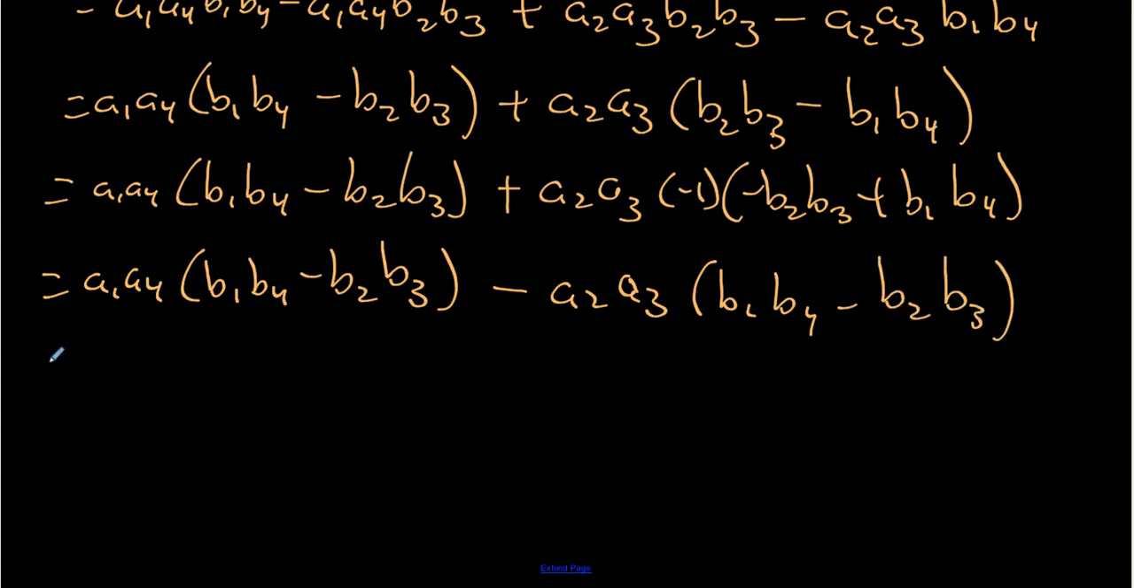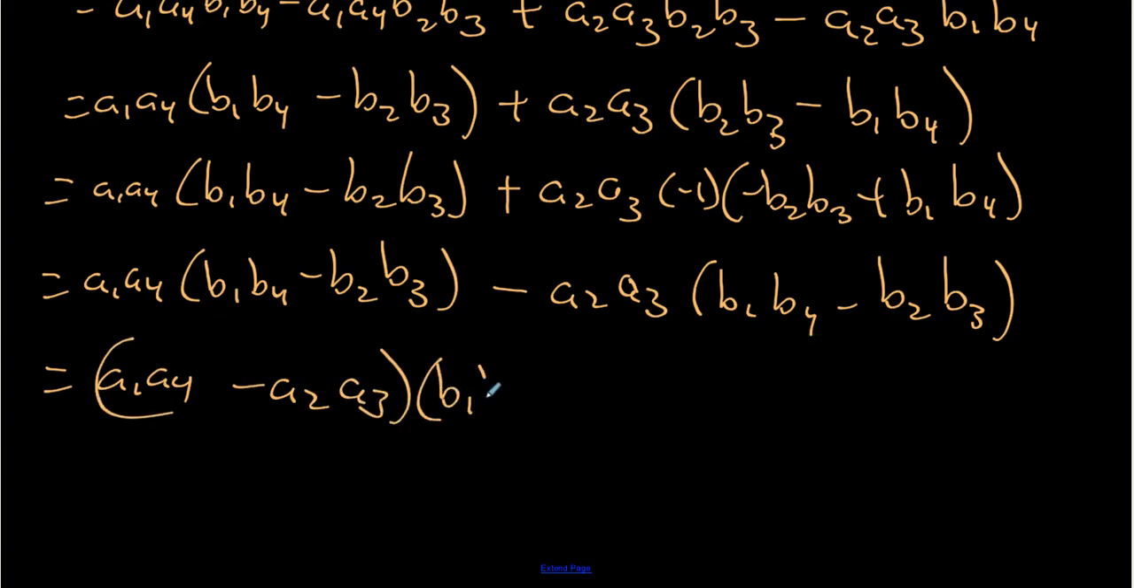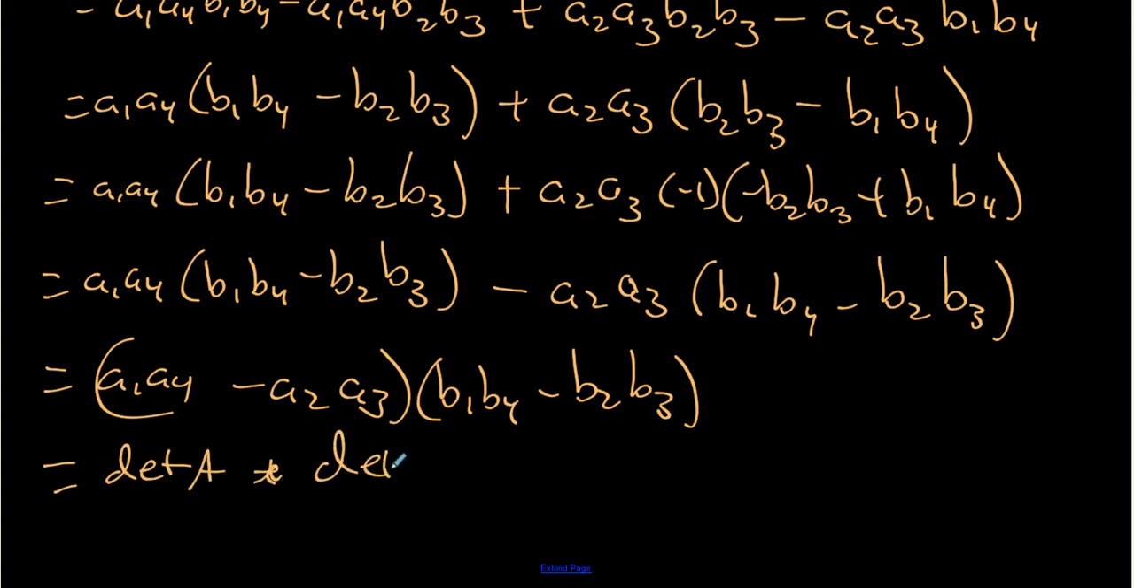And after we've got that, what we can then do is factor out this mess. And when we do that, we wind up getting a1 a4 minus a2 a3 times b1 b4 minus b2 b3. The first thing just happens to be det A, and the second one just happens to be det B. And that's the end of this particular proof.